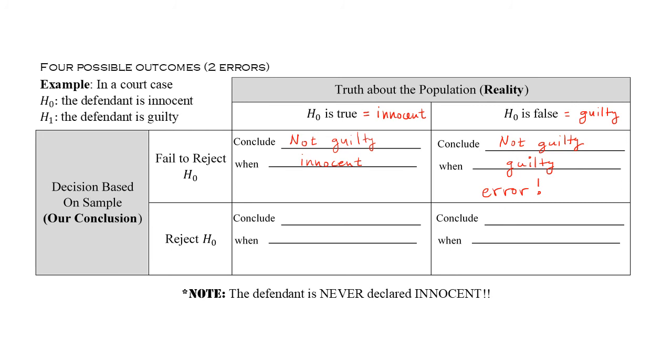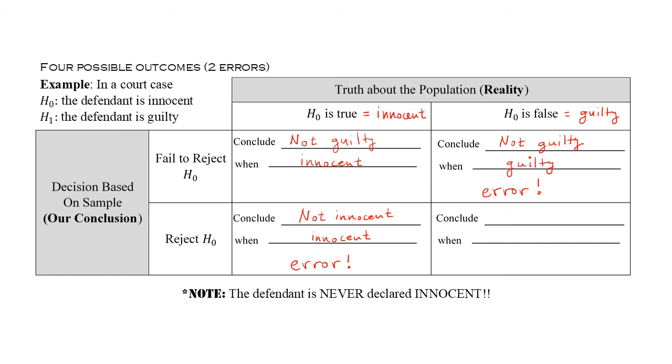Now the case when we do reject the null hypothesis, we're then saying that there is not enough evidence to support that he is innocent, so we're going to reject that claim. So we say that he is not innocent when we reject the null hypothesis. When in fact, here, if H0 is true, he is innocent. So here we've made a different type of error, that we've concluded that he's not innocent when in fact he was.